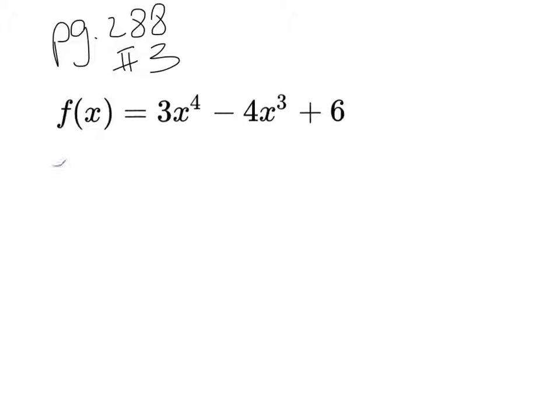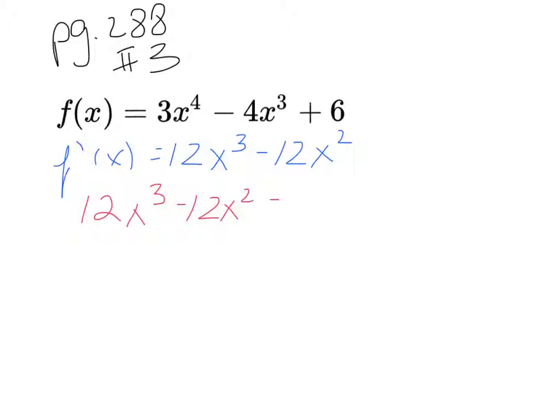Our first step is to find the derivative. So here's our power rule. And then we find all of our critical numbers. So we're going to set our derivative equal to 0. 12x cubed minus 12x squared equals 0. We can factor this, and we get x equals 0 and x equals 1. And both of those are our critical numbers.